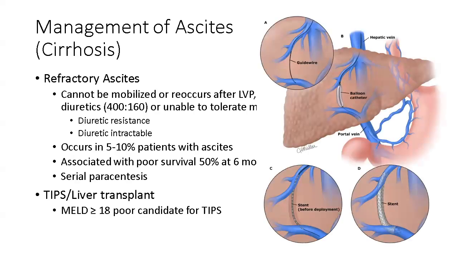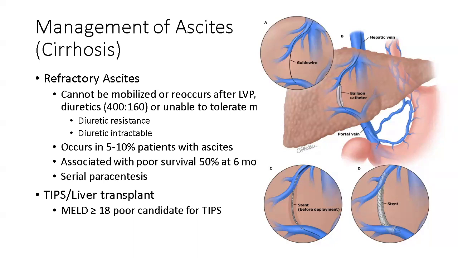So this is about refractory ascites. We do see these people who come in every single week. You're taking off 8 to 10 liters every single week. They're having side effects from this. They're on maximum diuretics, and you categorize these people as diuretic resistant, meaning they're on as high doses as they can tolerate and still have problematic ascites, or they are having side effects and can't tolerate it, so diuretic intractable. This occurs in 5 to 10% of patients with ascites.